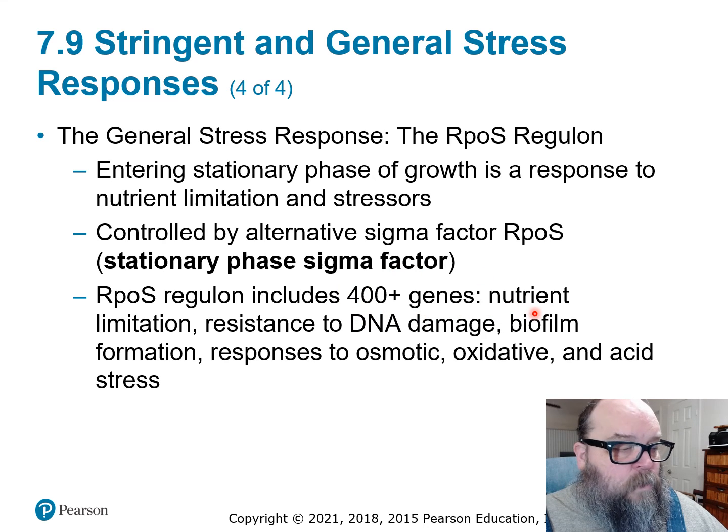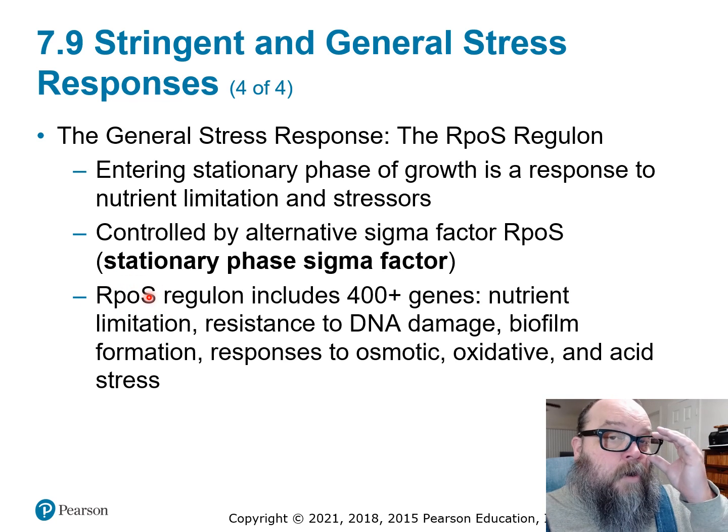Genes that will be expressed due to nutrient limitations. So you get this switch from taking in amino acids to synthesizing amino acids. It's going to increase resistance to DNA damage. Biofilm formation, those genes responsible for that are going to kick in now. Osmotic pressure, oxidative damage, acid stress, all of these are going to be under control of this sigma factor known as RpoS.